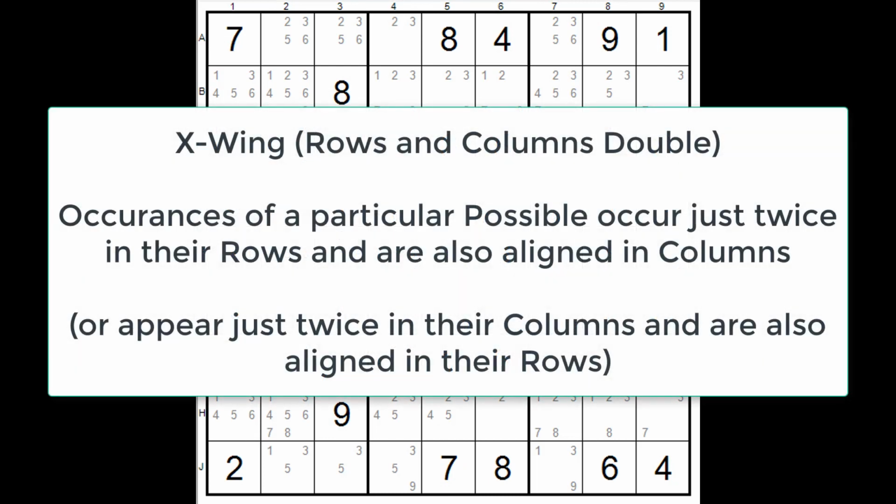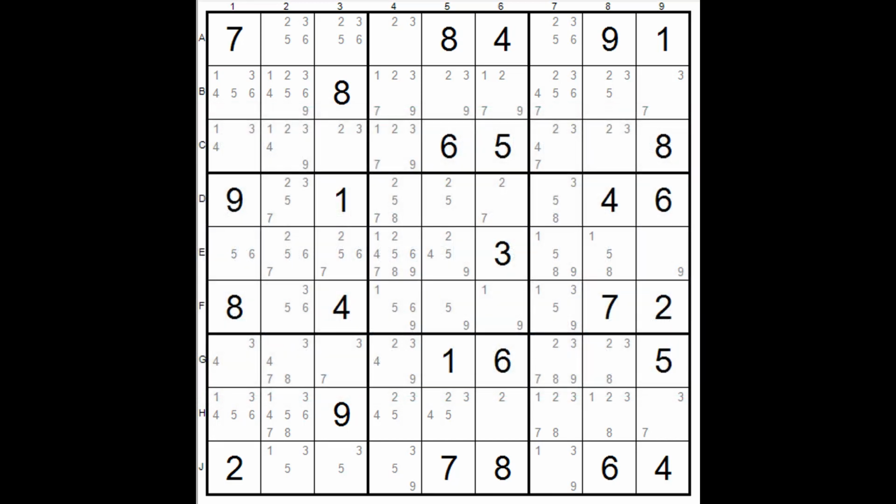Right, now this is one of the interesting ones. This is the X-wing, also called rows and columns double, and this is the classic X-wing, the simple version of it. Now, the X-Wing is based on finding two and only two places where a possible can occur either in a row or a column, and then finding another row or column with the same two possibles in the same places, basically. And I've come across this example here, which is a nice one.